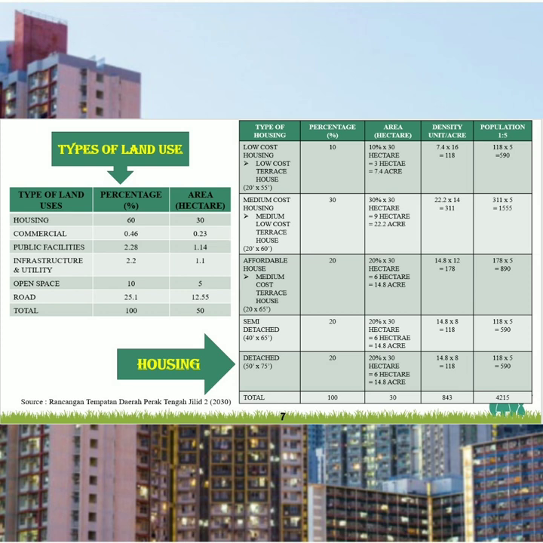For public facilities, we use 1.14 hectares, which means 2.28% of the total land. For infrastructure and utility, we use 1.1 hectares, which means 2.2% of the total land. Open space, we use 5 hectares, which means 10% of the total land. Road, we use 12.55 hectares, which means 25.1% of the total land. So, the total area of the land use is 50 hectares and the percentage is 100%.